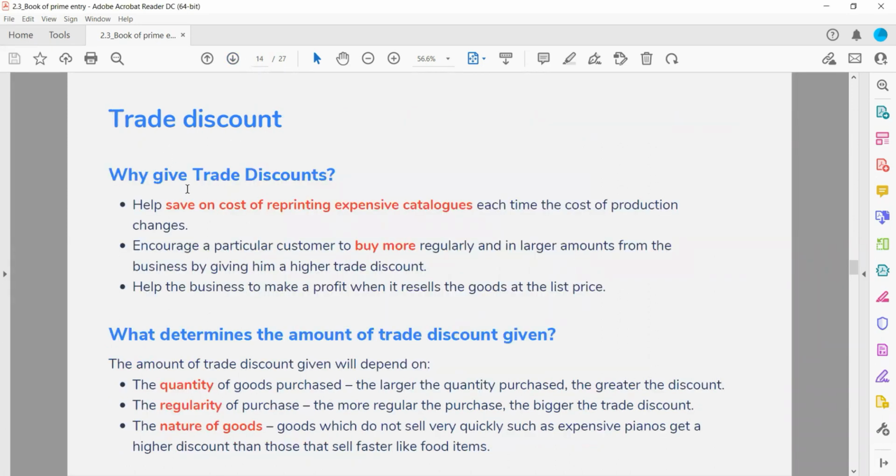Trade discount. Why do we give trade discount? It helps save the cost of reprinting the expensive catalog each time the cost of production changes. It encourages a particular customer to buy more. The key thing is to buy more. Next, it helps the business make profit when they resell the goods at the list price. What determines the amount of the trade discount given? It depends on the quantity that you buy and whether you are a regular customer or not. The nature of the goods: if the goods can sell faster, then it's unlikely, but if the goods cannot sell faster, normally there is a high trade discount.